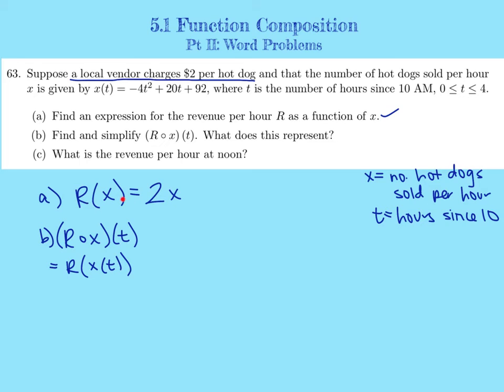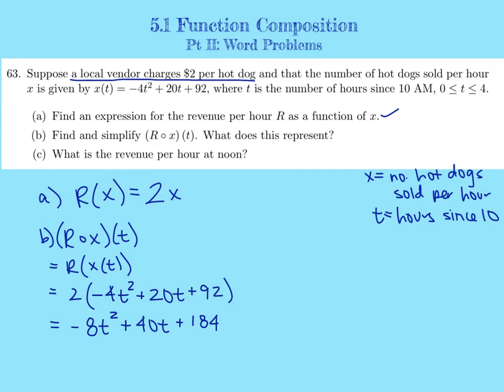The R function says whatever input we have, we multiply it by 2. So I'm going to multiply this X of T function by 2. So we'll have 2 times our X of T function. Multiplying all this through by 2 gives us negative 8t squared plus 40t plus 184. So that is what R of X of T equals.